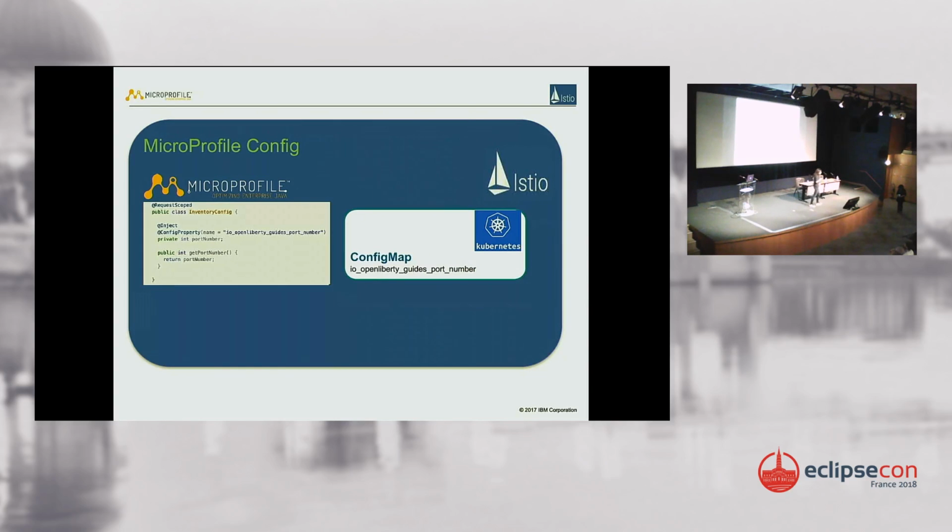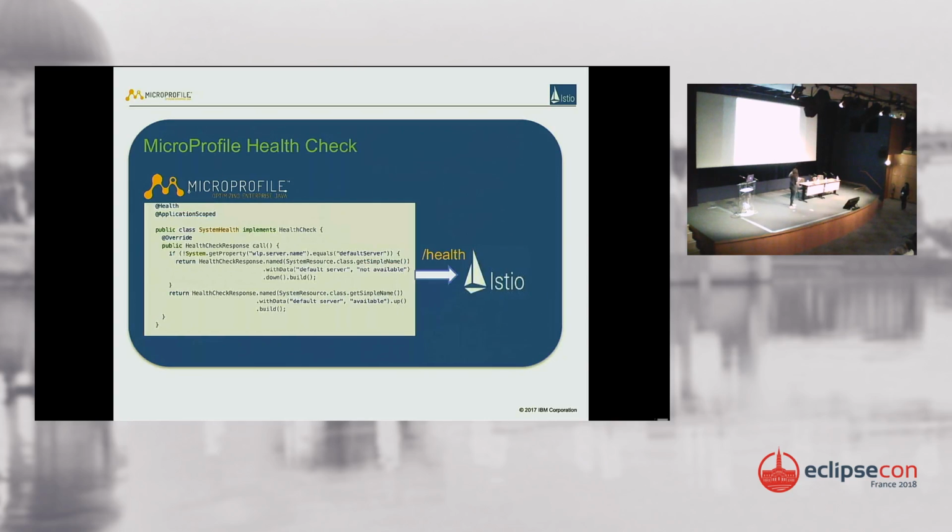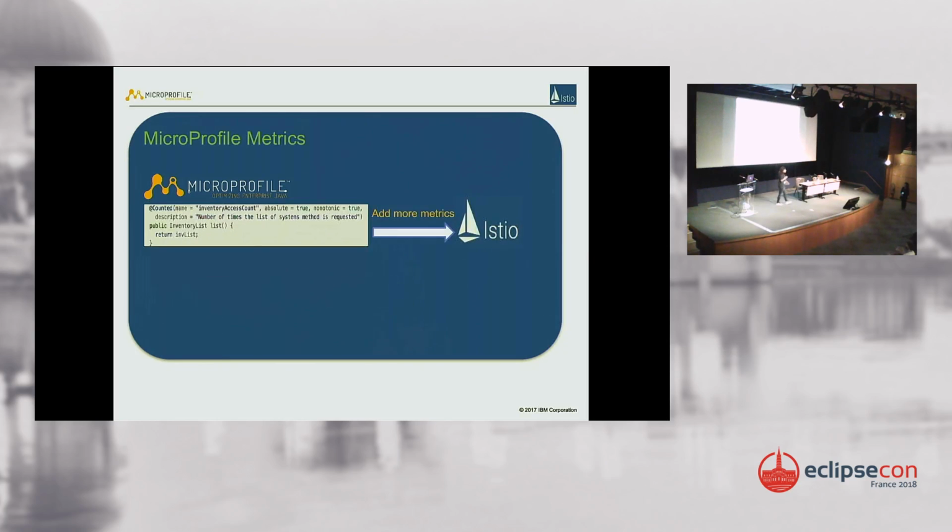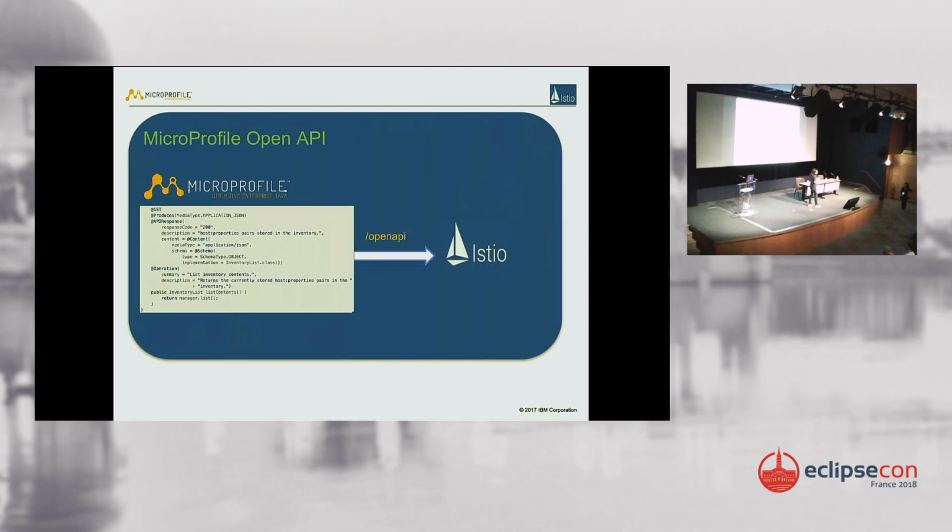So in the MicroProfile config, you can inject the configuration. The configuration can be injected directly from the Kubernetes config map. So that's what Istio will use. This is a health check. Istio also relies on the /health endpoint to determine whether the pod is healthy or not. So this MicroProfile health check will identify whether it is healthy or not. This is metrics. MicroProfile can provide additional application-related metrics, so Istio can display them. You can use Prometheus to view it.